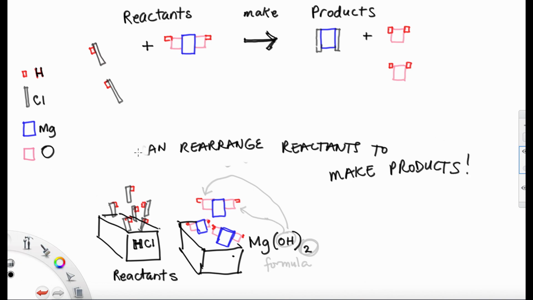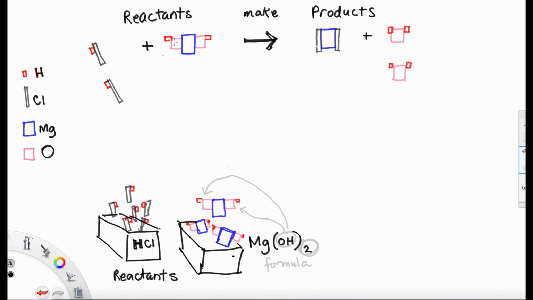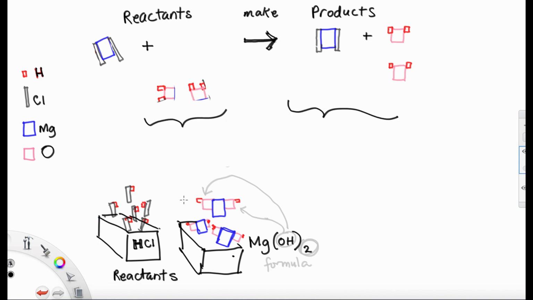Let's try this. So for example, we can take the reactants apart kind of like this. We can take an OH off of the magnesium, and we can take an H off of an HCl, and we can make a water. And we can make another water. And then we can take the magnesium and attach it to the Cl's, and look, reactants and products are now exactly the same.